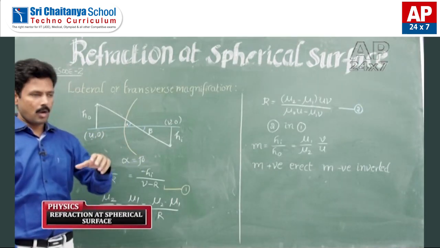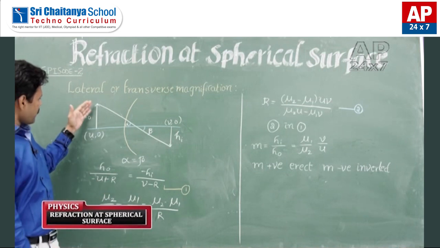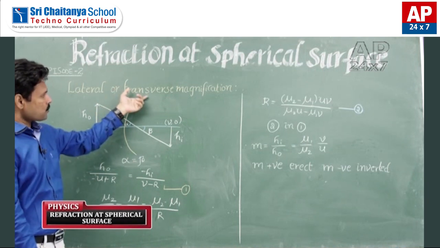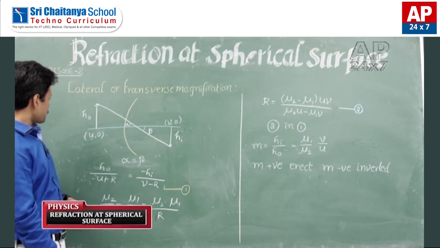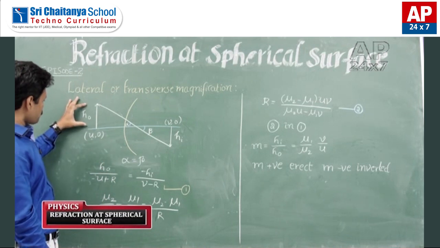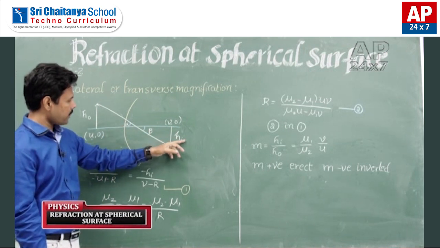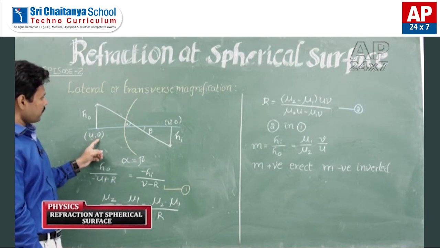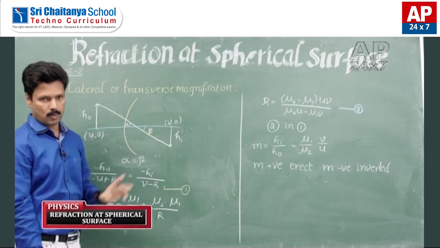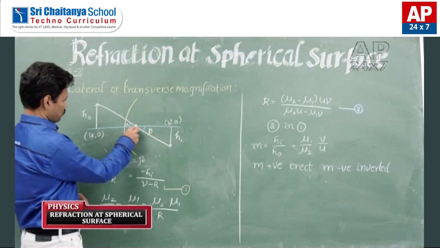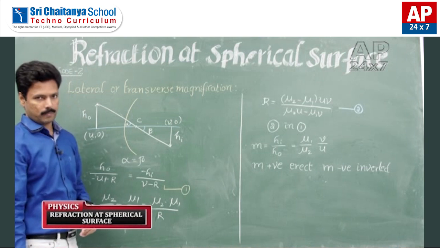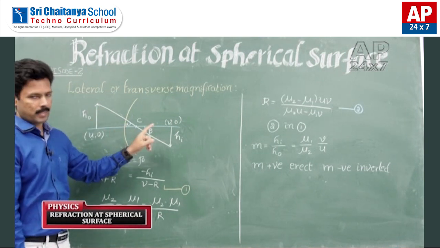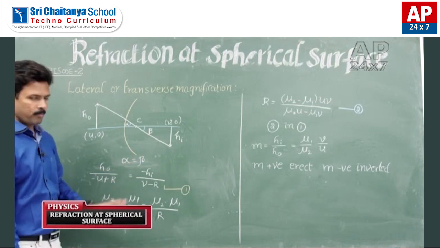Whenever an object has some size and is kept normal to the principal axis, we speak about transverse magnification. You can see the height of the object is h0 and the height of the image is hi, and the coordinates of the object are (u, 0) and of the image (v, 0). This ray is passing through the center of curvature, which means there is no deviation. Therefore these two angles are the same, so alpha equals beta.